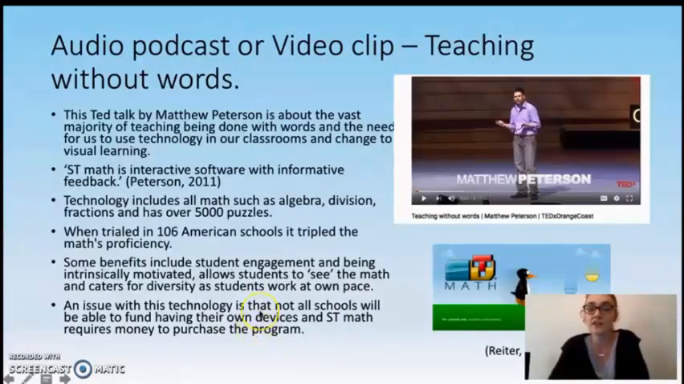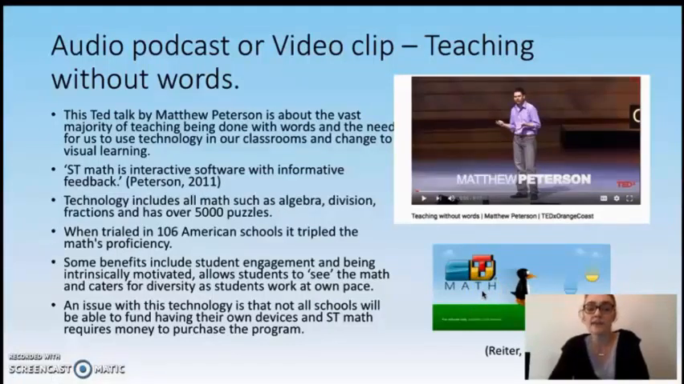This technology includes all maths such as algebra, division, fractions, and has over 5,000 puzzles. When trialled in 106 American schools, it tripled the maths proficiency. Some benefits include student engagement and being intrinsically motivated, and it allowed students to see the math and caters for diversity as students work at their own pace. I'm pretty sure with this technology as well, ST Math, the teachers can also monitor the students' progress.